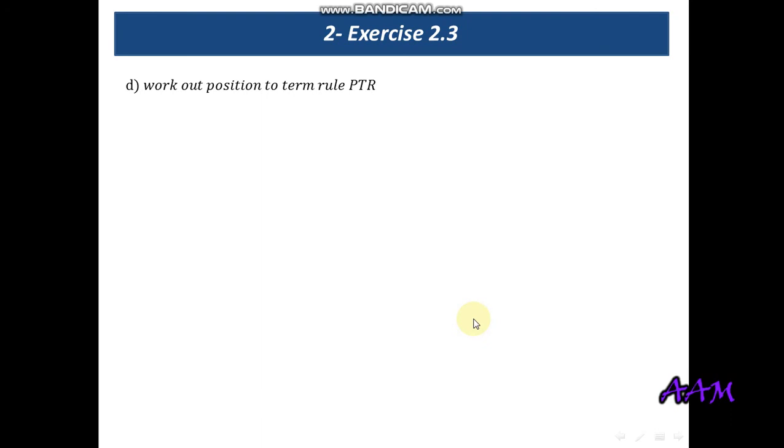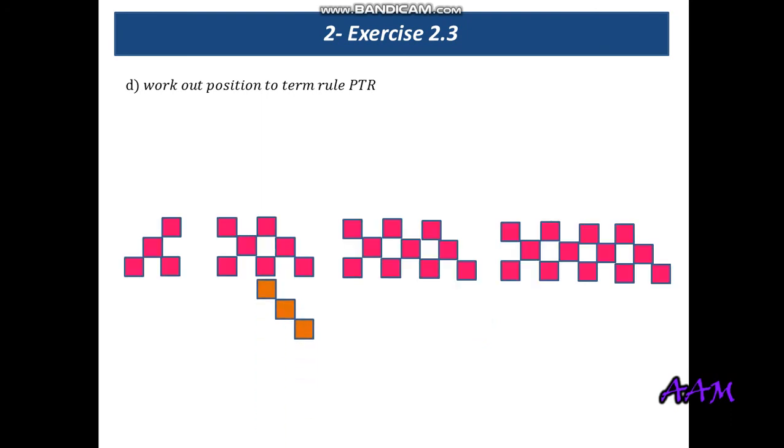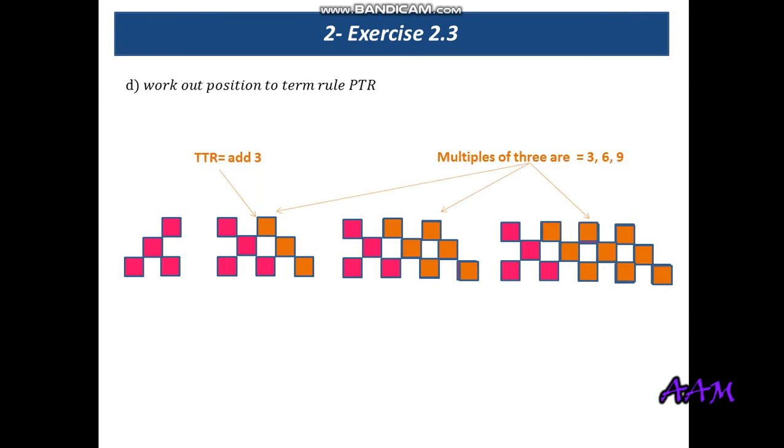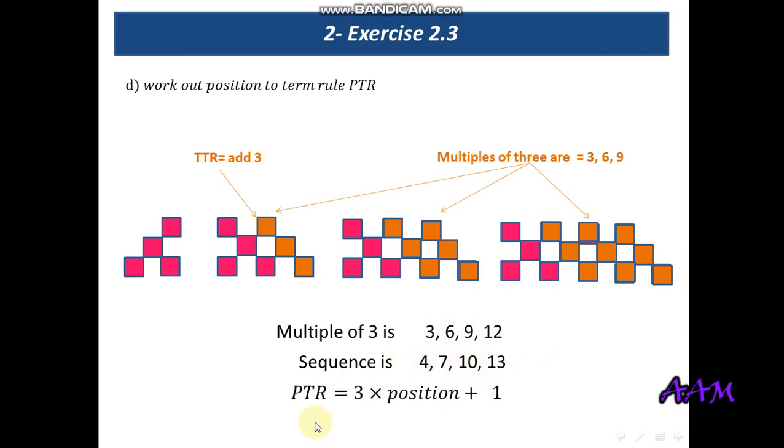D, work out the position to term rule of this one. Okay, we have this, we know now, and we know this is 3. We've done this before. The multiples of 3 are 3, 6, 9, 12. So the sequence is 4, 7, 10, 13. We know that. The difference between them will give me the position to term rule: 3, which is the term to term rule.